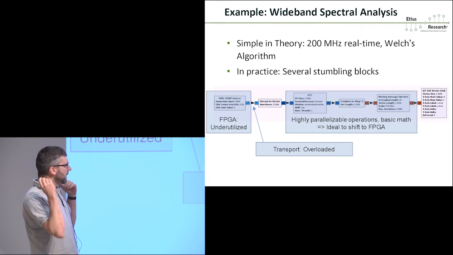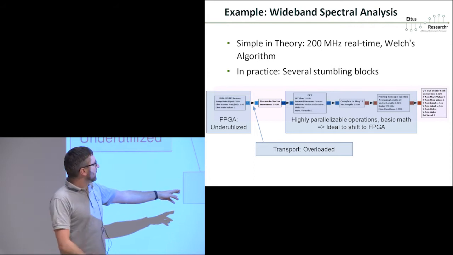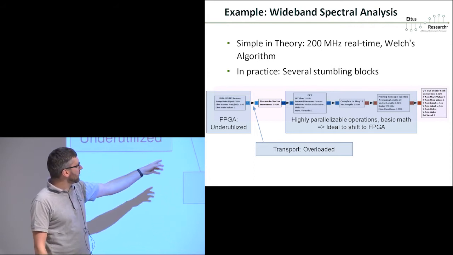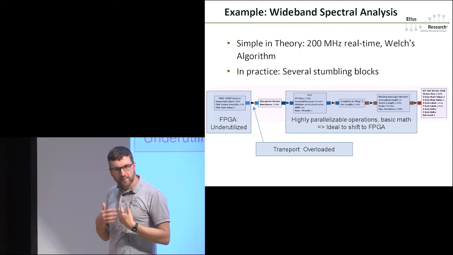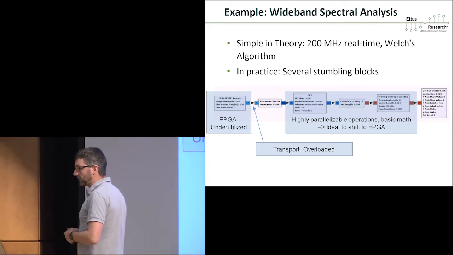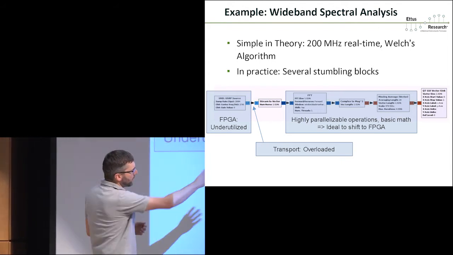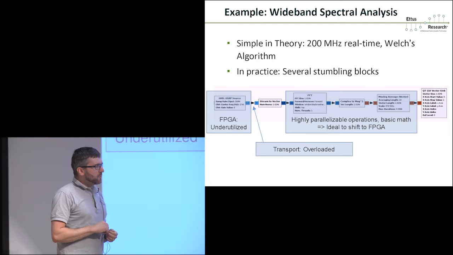Then you have an insane number of samples coming in every second. You have to calculate FFTs on those. And FFTs and moving averages are just so obviously algorithms that are much better suited to run on an FPGA. So if we could just move all of those blocks onto the FPGA, that would be nice.